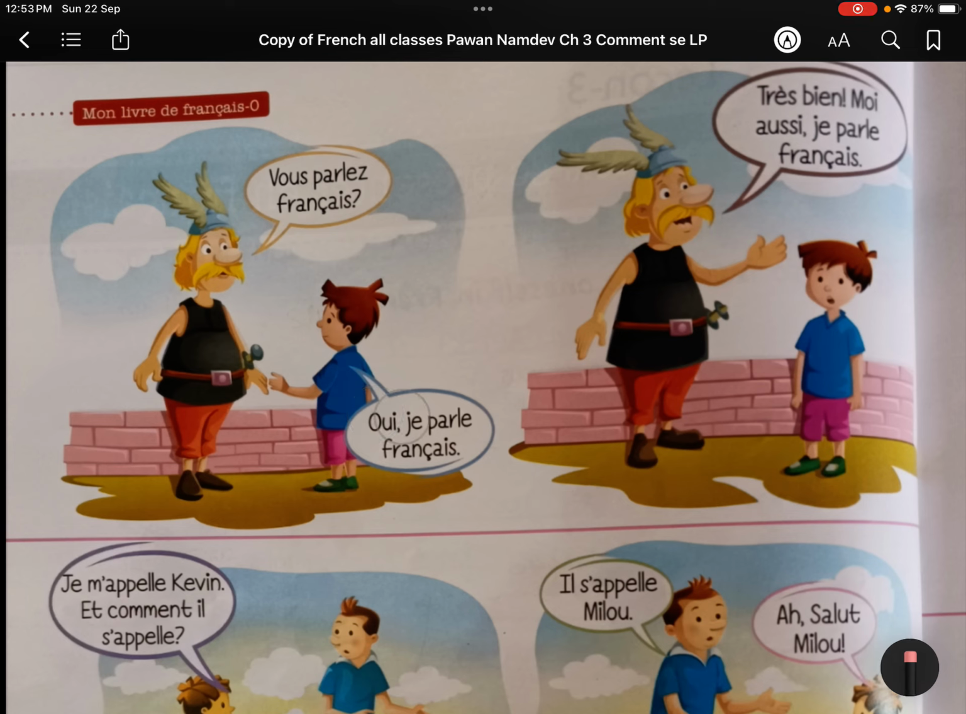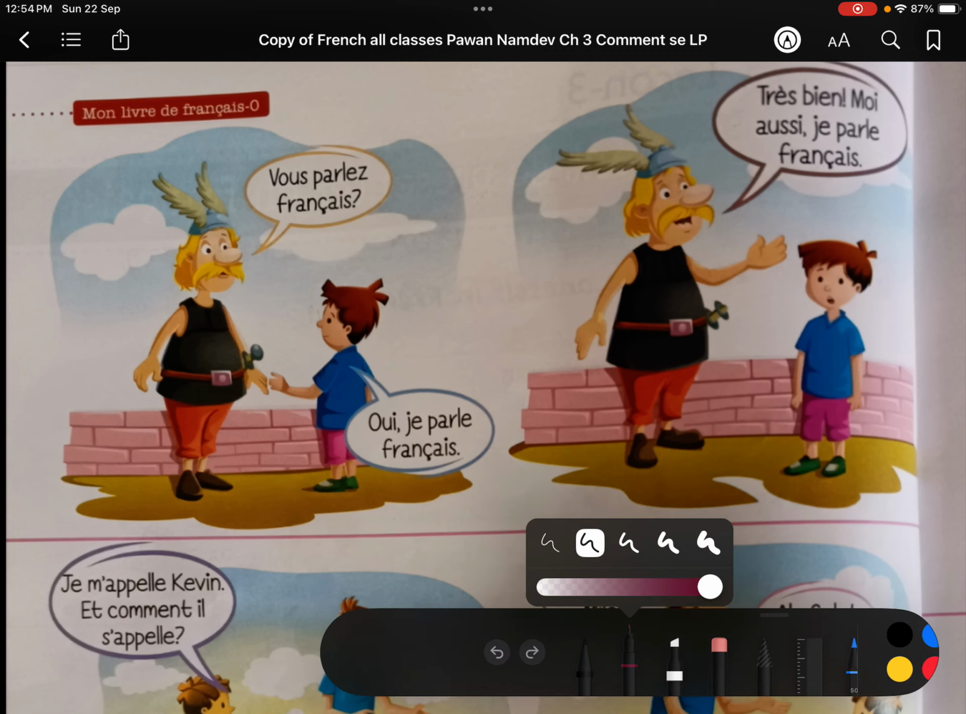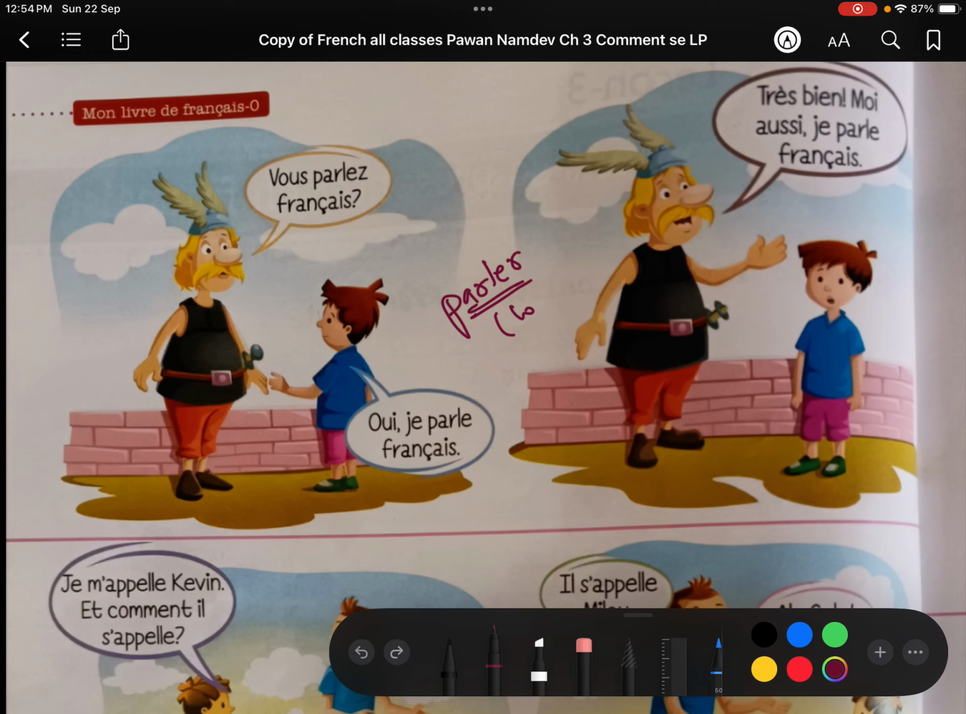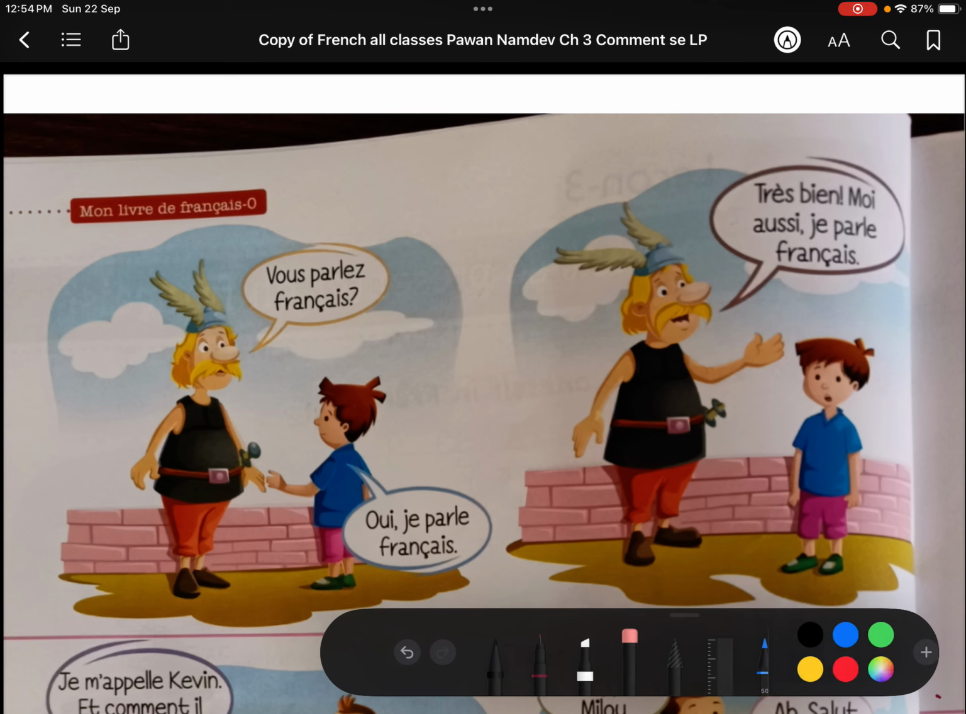Je means I. Parle, we are having E in the last. Why? We are having the pronoun je. With je, we have to use E only as the ending with the verb. Parler is the verb, and parler means to speak. Oui, je parle français. Yes, I speak French. Très bien. Very well. Very good.